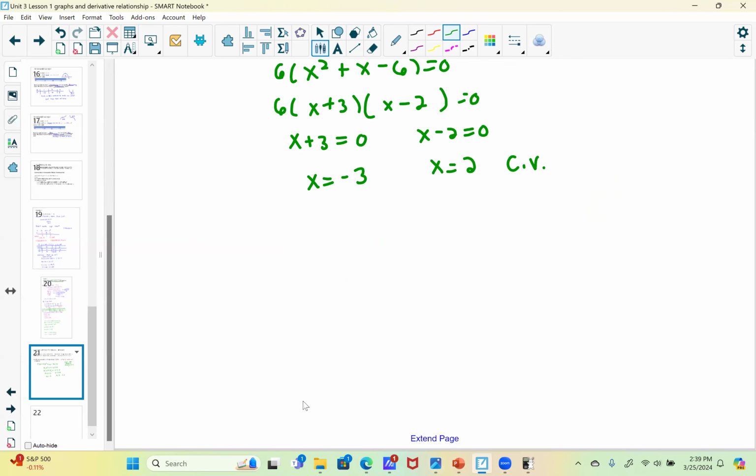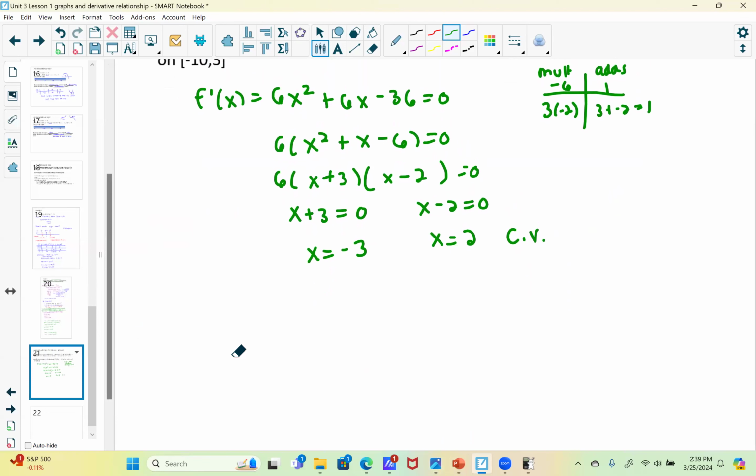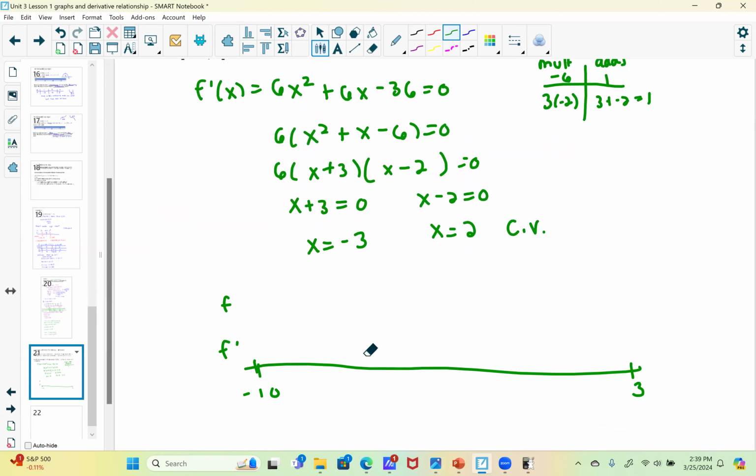And then I'm going to make my sign chart. I need to include -10 and 3 on my sign chart. Those are my starts. I usually do the number line especially for these. So I have -10 and a +3. And then I have -3 and a 2. Here is where my derivative is 0, and then I put EP on -10 and 3 for endpoints. And again, endpoints are always max or mins. That's a key thing.